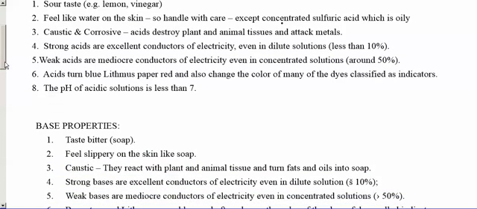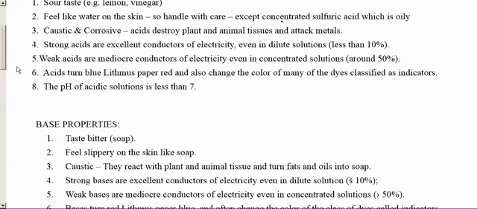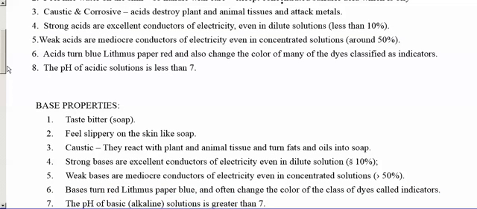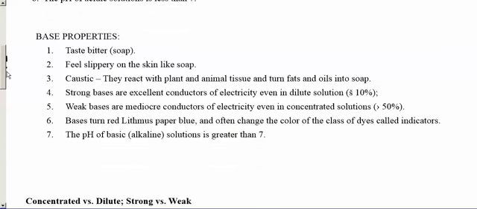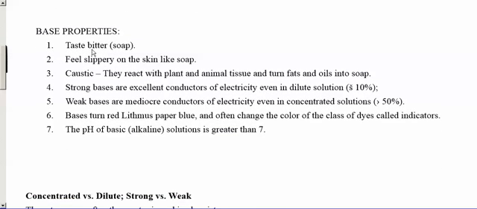Weak acids, they do all right at conducting electricity. They turn blue litmus paper red, and they change lots of different indicators different colors. And in terms of pH, they're going to have a pH less than 7. Base properties, they taste bitter. If you ever got soap in your mouth, you know they taste bitter.